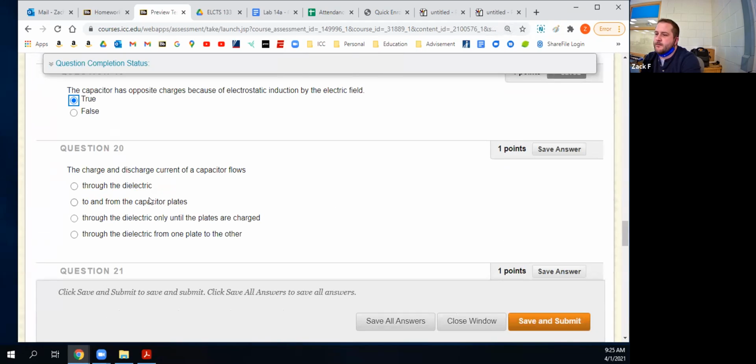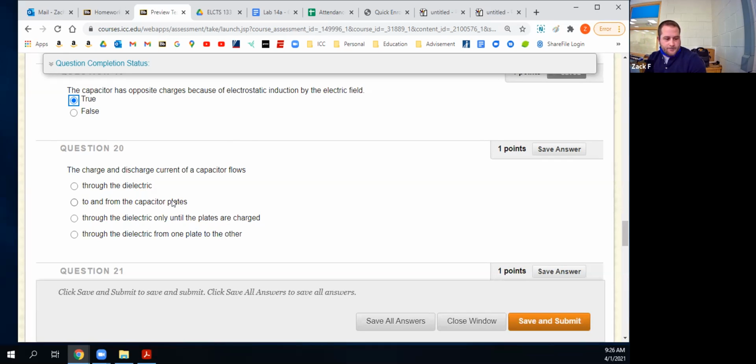Through the dielectric, to and from the capacitor plates. Through the dielectric only until the plates are charged. Through the dielectric from one plate to another. Nope. You don't ever want current flowing through the dielectric. That's why we have a voltage rating. You go above the voltage rating, you're putting too much force on those two sides.